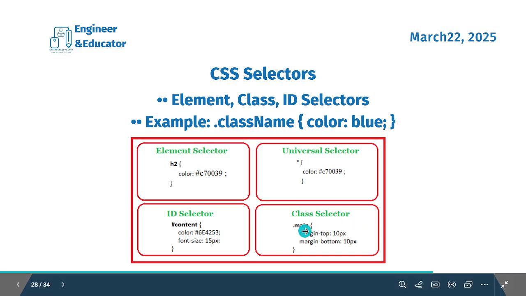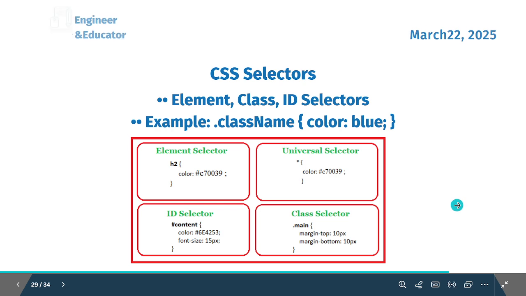Here, the name of the class is given as main, then margin, top, bottom. So these are the adjustments made to the elements. Margin top, margin bottom, or it can give the color, it can be any property that can be changed like this. Class selector.